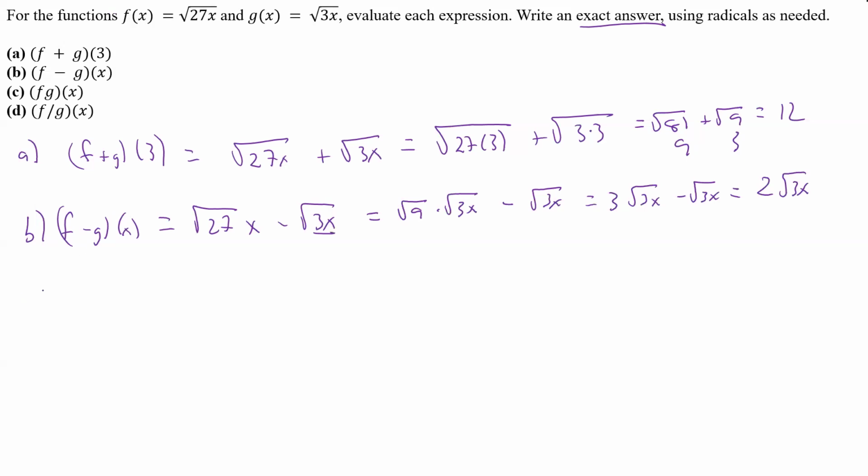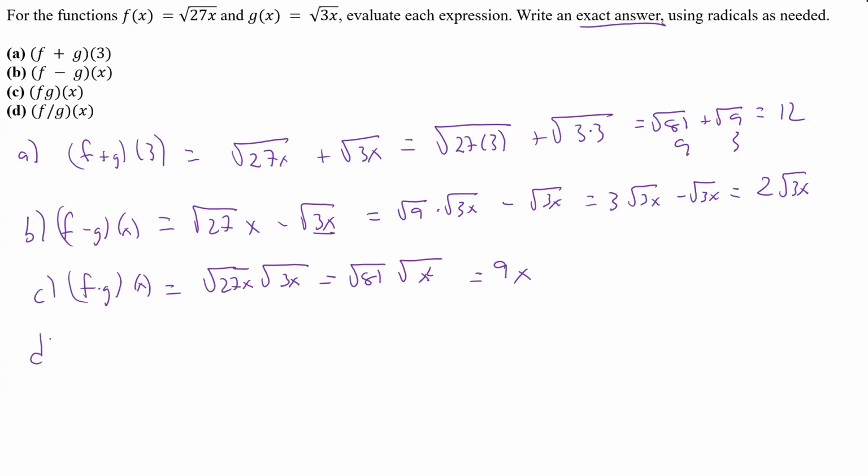Now, what about c? We want f times g of x. So that's going to be the square root of 27x times the square root of 3x. So 3 times 27 is 81, so it's going to be the square root of 81. Then we're going to have the square root of x squared. Well, the square root of 81 is 9. The square root of x squared is x, and so we get 9x.